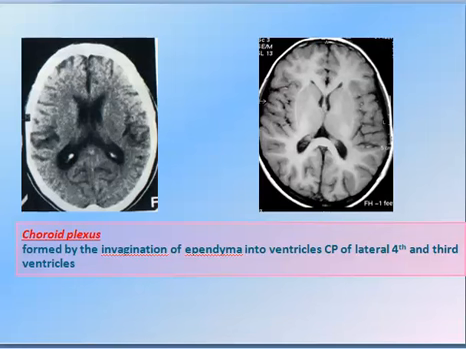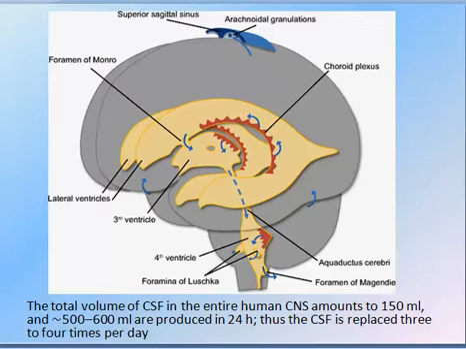Now what is this? This is the ependyma invaginated into the third and fourth ventricles, producing what we call choroid plexus. Choroid plexus may be calcified, as this one here. This is how CSF is flowing.